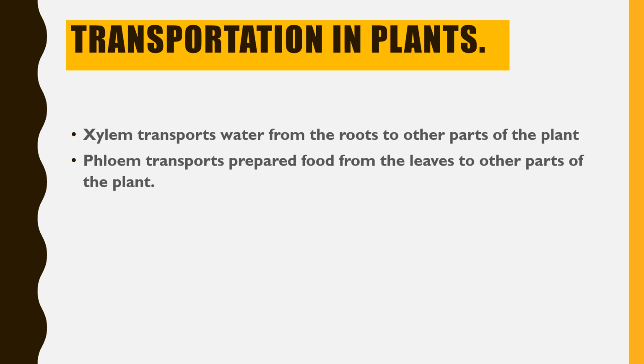Water and minerals are available in the soil. It has to be transported by the roots of the plant. The roots absorb water and minerals from the soil, and the tissue called xylem transports it through the entire plant.